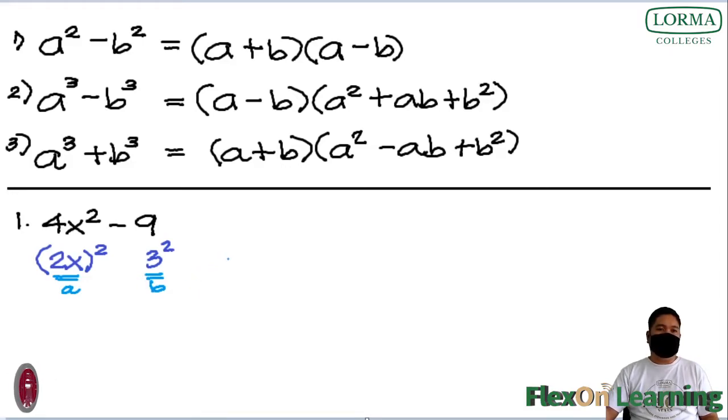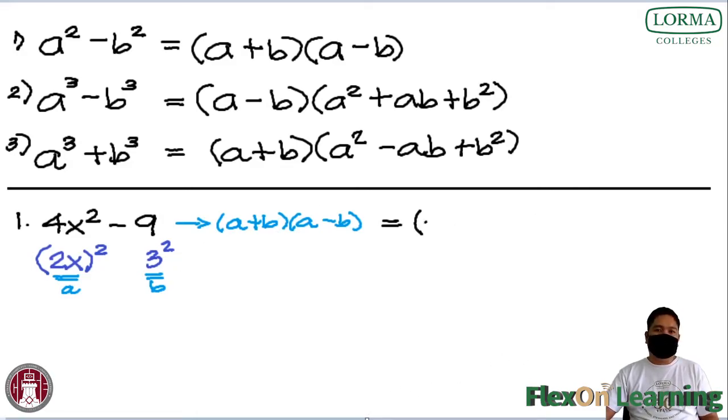Therefore, the factor of a squared minus b squared, according to our special products, is a plus b and a minus b. Plugging in your a and b, a is 2x, b is 3. So that would be 2x plus 3 and 2x minus 3. That is now the factored form of 4x squared minus 9.